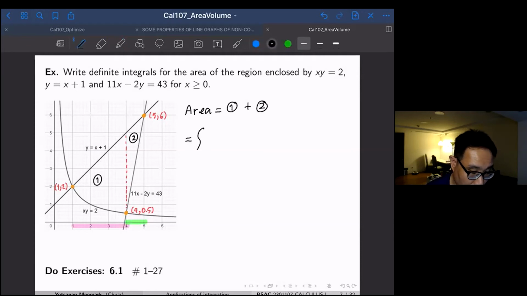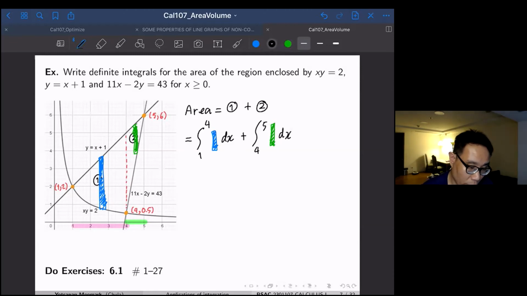So in this case, it's going to be the integral from 1 to 4, and you have the top guy, which I'm going to integrate. Let me put color for you first. So it's going to be this rectangle, which indicates this rectangle dx, plus you're going to integrate the second one, which is the integral from 4 to 5, and you're going to integrate the green rectangle, and you have your dx.